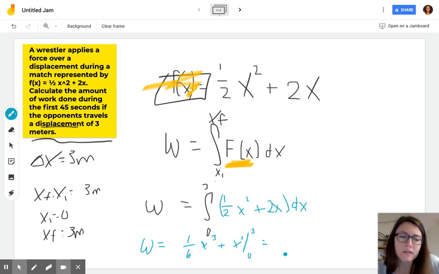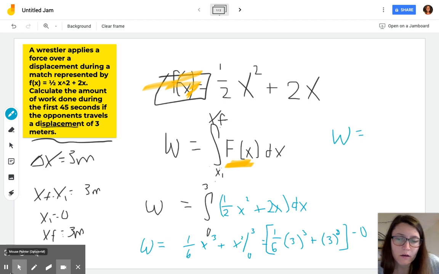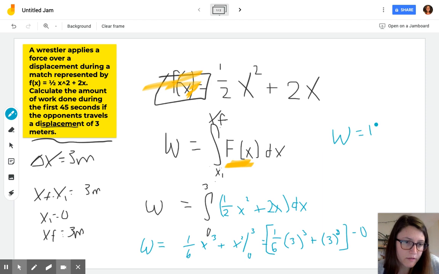We're going to plug in from 0 to 3. We know when we plug in 0 that each quantity will simplify to 0. So we're going to plug in that 3 value. So I have 1/6 times 3 cubed plus 3 squared, that whole quantity minus 0. I'm going to run out of room here. And we get 13.5 joules.